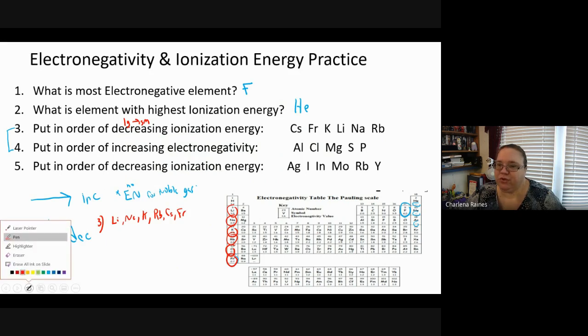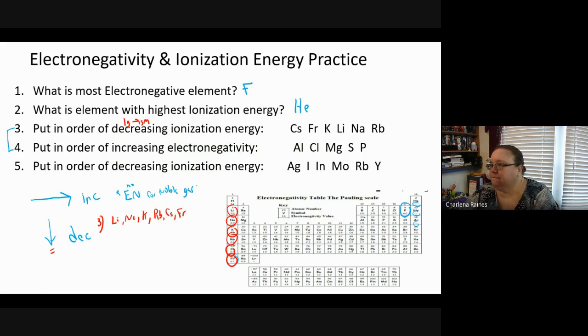So pause the video, you try number 4. See how you do. Aluminum, chlorine, magnesium, sulfur, phosphorus. Again, this one's a nice, easy one because it does form a nice, pretty straight line. As I go across, we increase, and we're putting them in increasing order. So I pick my starting point. Well, in terms of electronegativity, increasing means I'm going from right to left. Magnesium is going to be my smallest, and then I just place them in the order that I see them marked on my table.